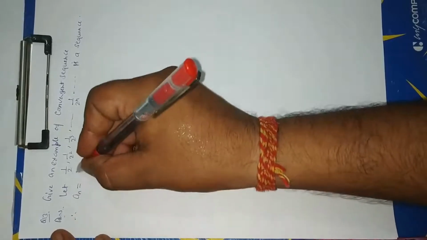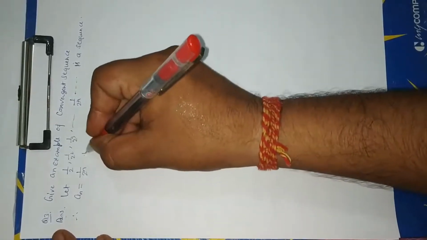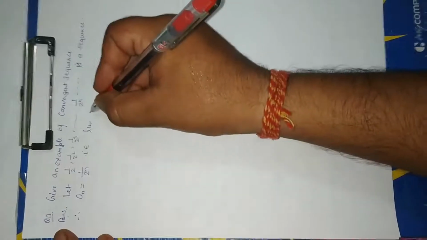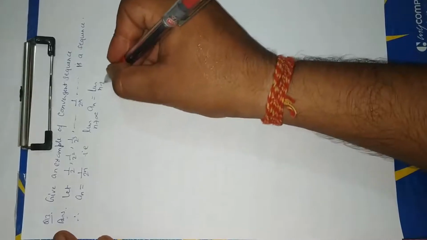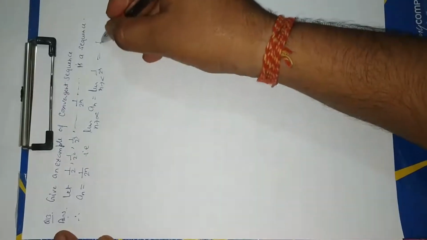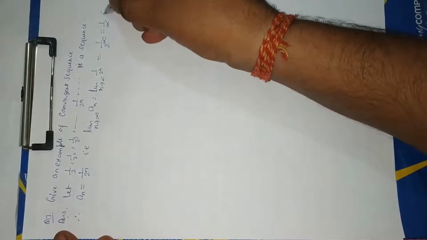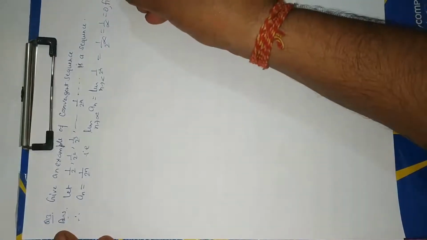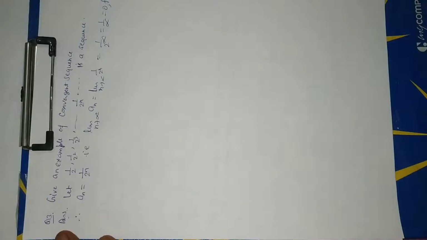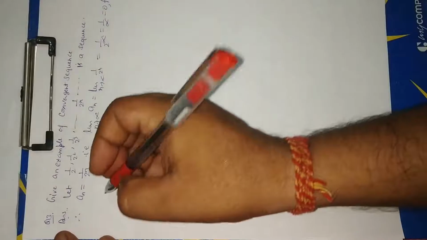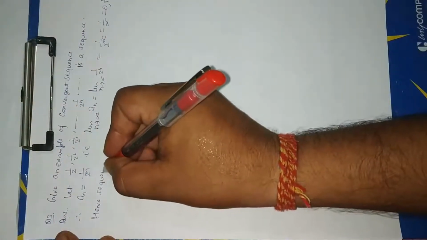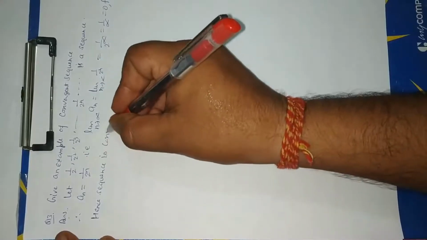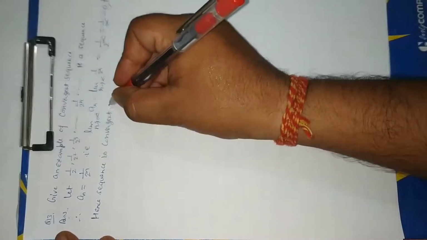Therefore, nth term of the sequence is 1 upon 2 to the power n. Taking limit n tending to infinity both sides, this is equal to 1 upon 2 to the power infinity, 1 upon infinity, this is equal to 0. It is finite. That is, the limit of the given sequence is finite. Hence, sequence is convergent sequence.